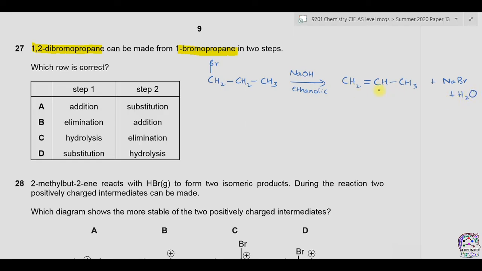Now in order to make this alkene into 1,2-dibromopropane, we can add aqueous bromine. So the product would be CH2Br CHBr CH3. Now the first step was elimination and second step is addition. So therefore answer is B.